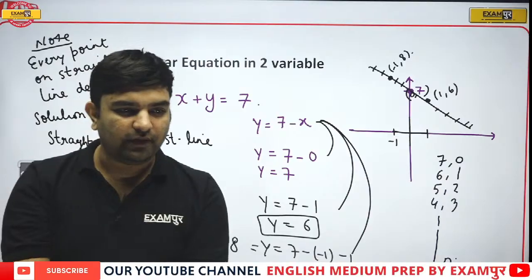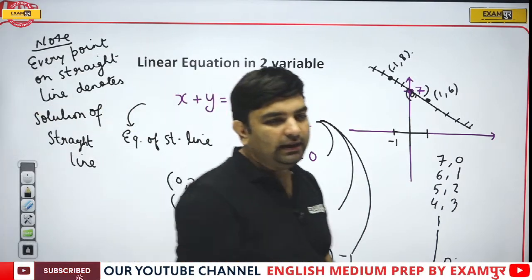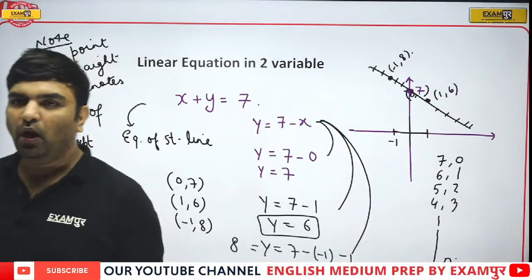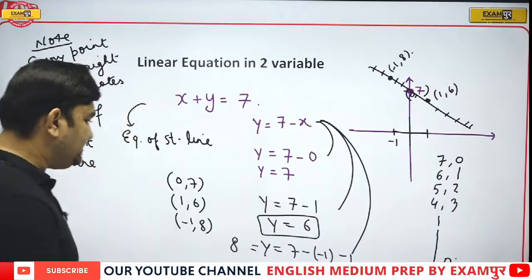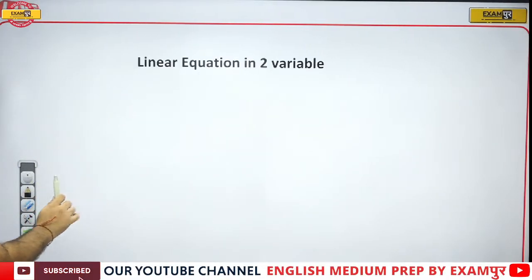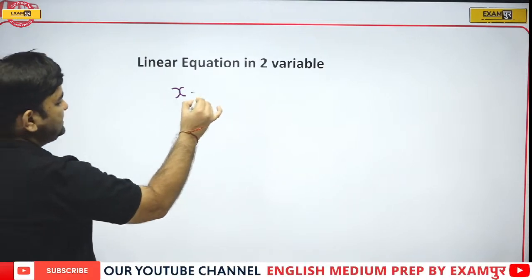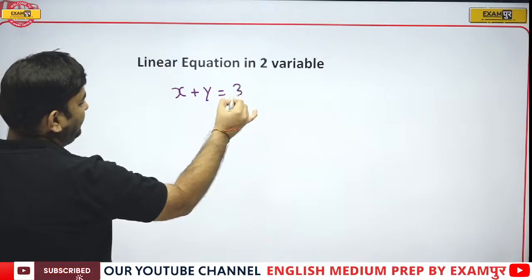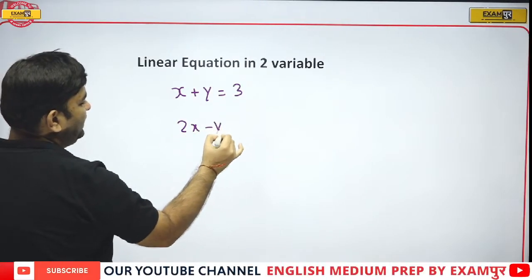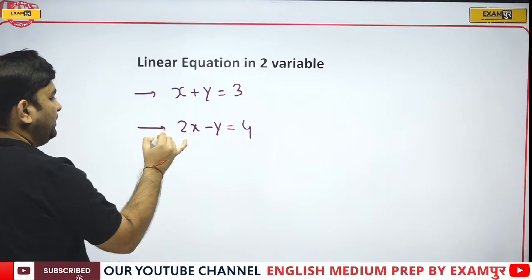How can we make it finite? By intersection. We can make it finite with the help of intersection. Let's see how. One equation is x plus y is 3 and another equation is 2x minus y is 4. Now, two equations, two variables.